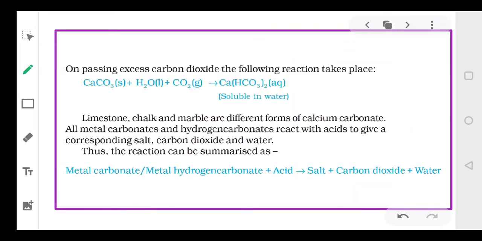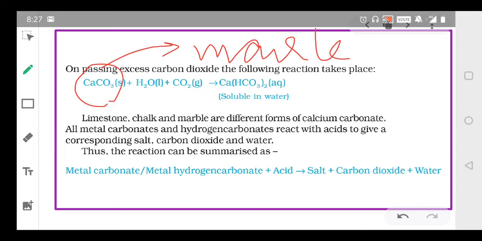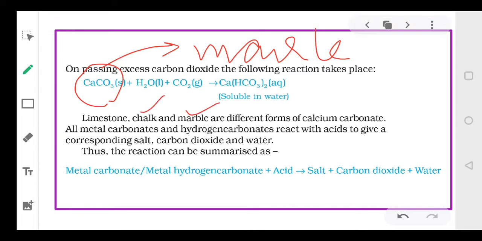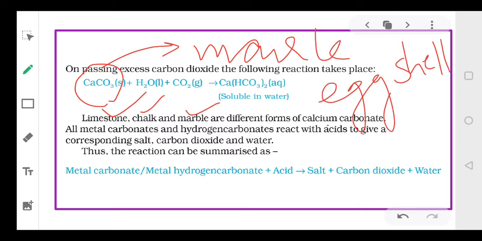Now coming to the next part. This calcium carbonate which has been formed, जब हमने lime water में CO2 पास की तो calcium carbonate बनता है. Calcium carbonate आपको पता है क्या होता है? हमारे घरों में जो हम मार्बल यूज़ करते हैं, that is calcium carbonate. चौक जो होता है, that is again calcium carbonate. Limestone is also calcium carbonate. इसके अलावा एग शेल, that is also made up of calcium carbonate.